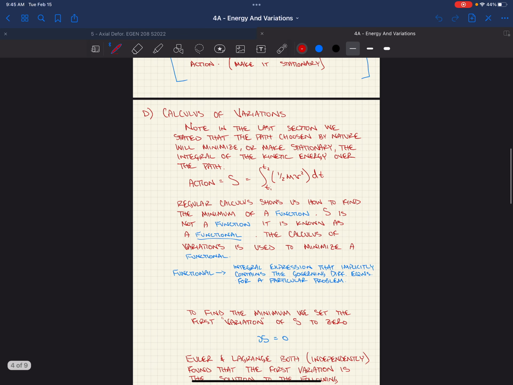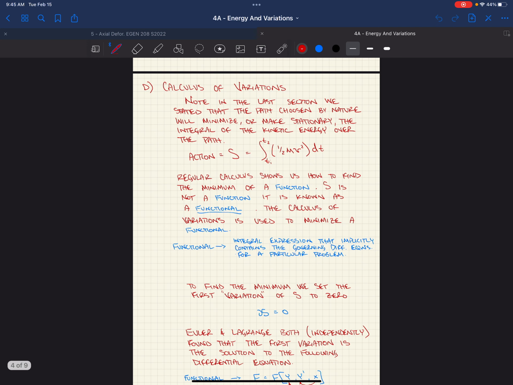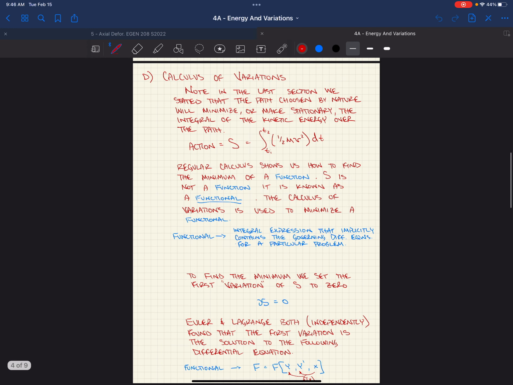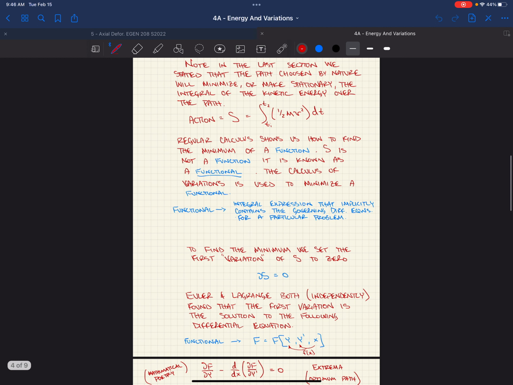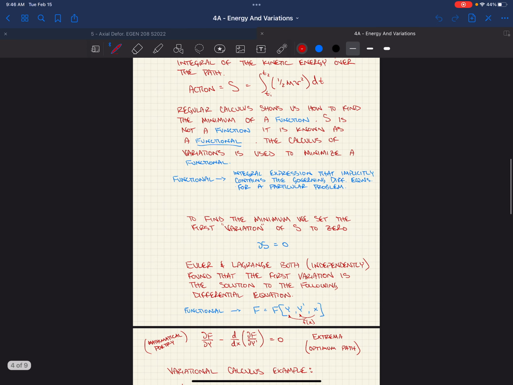So in the calculus of variations, right, we have this functional, or a function of a function, which is an integral expression that implicitly contains a differential equation for a particular problem. Well, in our case, if we were taking the integral over the path of this particle and its kinetic energy, this vis viva or living force, that would be a functional. And variational calculus allows us to minimize a functional. To minimize is to find the minimum, right? We set the first variation of S, in this case what we call the action, to 0. So we have the variation of S equals 0.